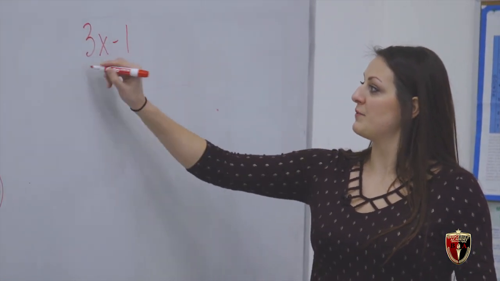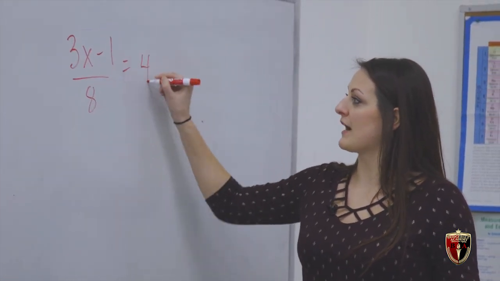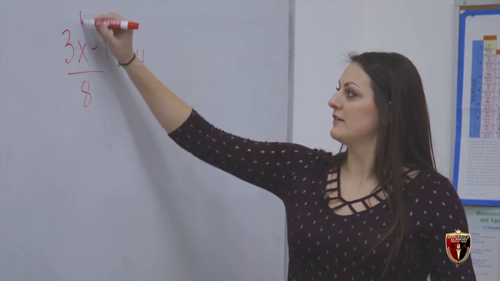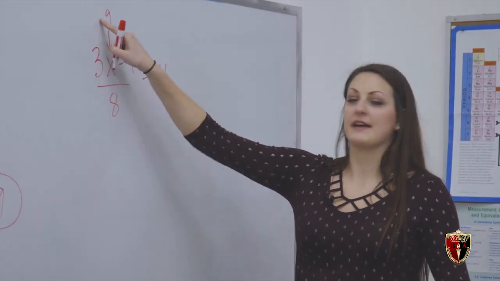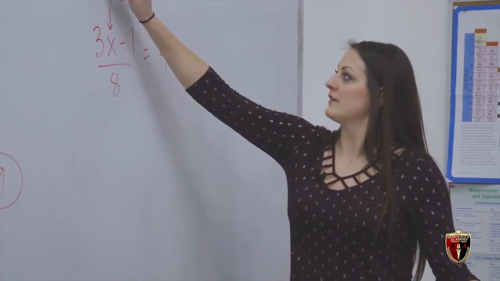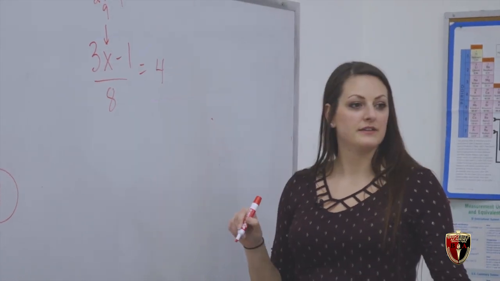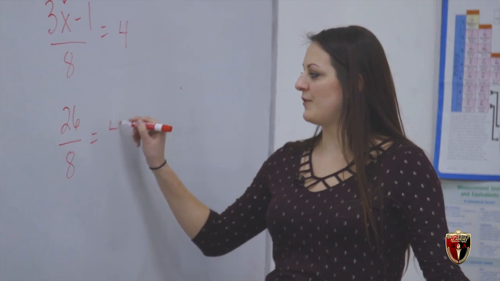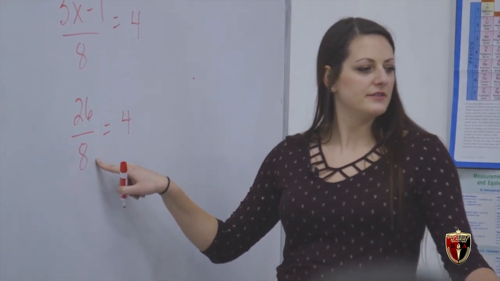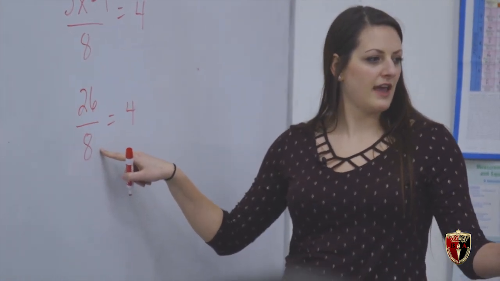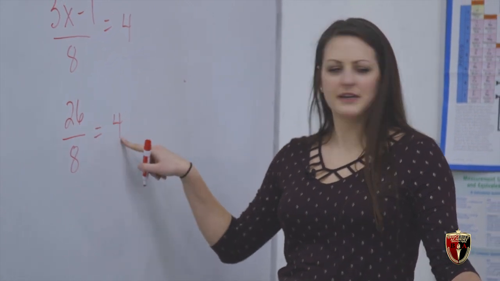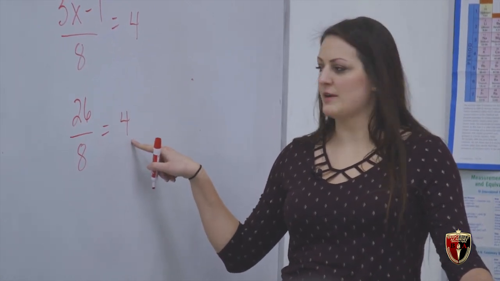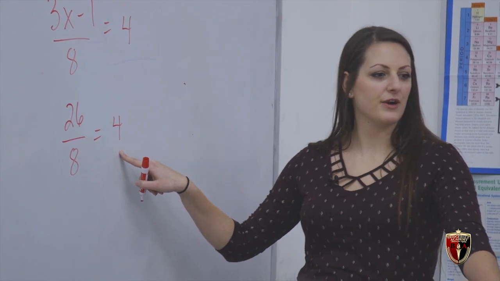Let's try it. So Tommy, 3x minus 1 over 8 equals 4, and let's say we're plugging in a 9 here. Okay, what's 3 times 9? 27. Okay, and you're going to get 27 minus 1? 26. So you're getting 26 divided by 8 equals 4. Is that going to get a decimal? Yes. Decimals are okay, but do we want it to be a decimal? No, we want a whole number. So 26 divided by 8, is that going to be 4?